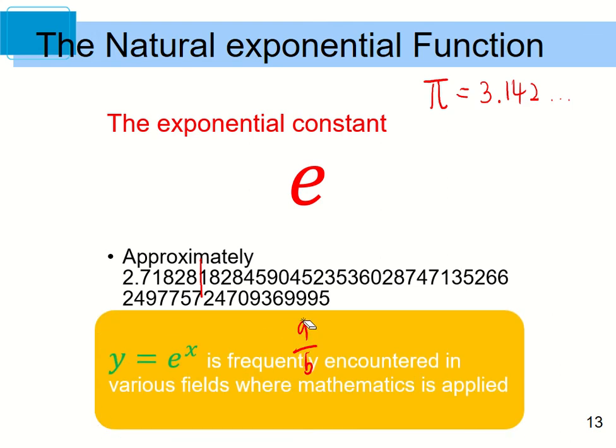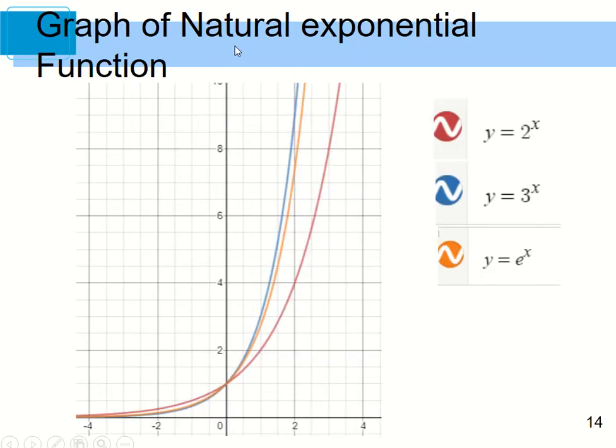So why do we need this exponential constant? Because the natural exponential function is frequently encountered in various fields where mathematics is applied. You will find the calculation in biology and in physics, especially when the calculation involves something in nature. Now, when we talk about the natural exponential function and the graph, we know that this one is y equals 2 to the power of x, and the blue one here is y equals 3 to the power of x.